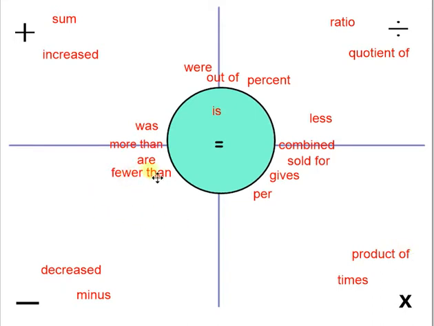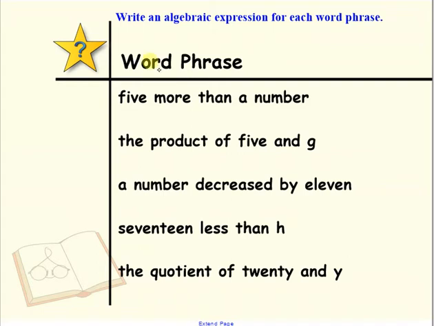Okay. And so there's a lot more over here. We have combined, sold for, gives, per, was, more than, are, less, percent, out of. And so we can really classify these into all sorts of different groups. But I want to go ahead and get started with some examples.